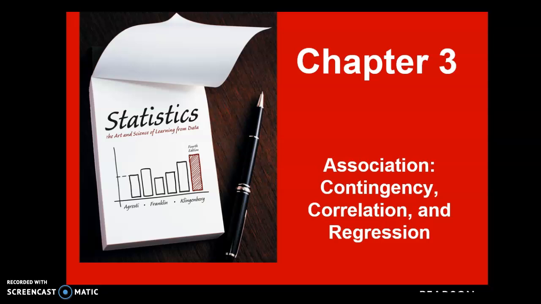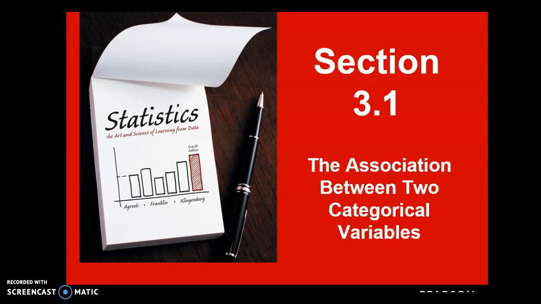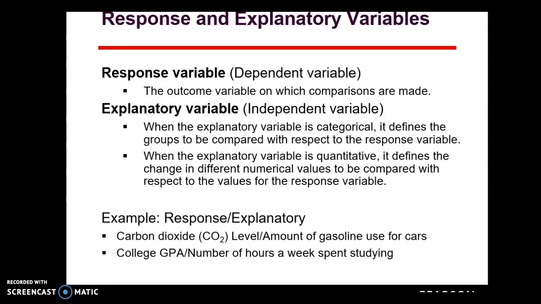This presentation will concentrate on Chapter 3.2 with a very quick look at Chapter 3.1, which has already been covered in a previous presentation. That was on the association between two categorical variables. And we looked at some definitions of response variable and explanatory variable. You can pause it here if you need to.